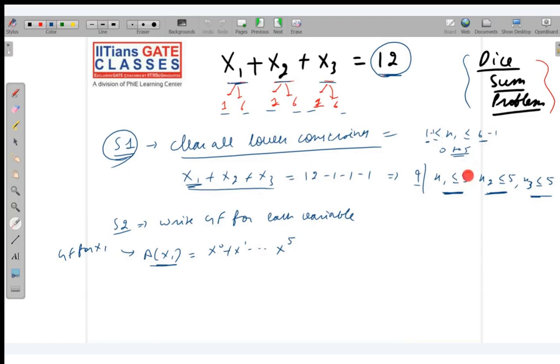So x1 can be at most 5, x2 can be at most 5, x3 can be at most 5. So the generating function for x1 will be x^0 plus x^1 up to x^5. Similarly, the generating function for x2 is x^0, x^1 up to x^5, and for x3 also x^0, x^1 up to x^5. So what is the answer? See this, this is a GP: x^0 plus x^1 plus x^2 up to x^5. So it comes out to be (1 minus x^6) upon (1 minus x).